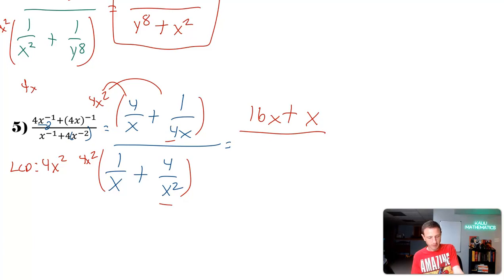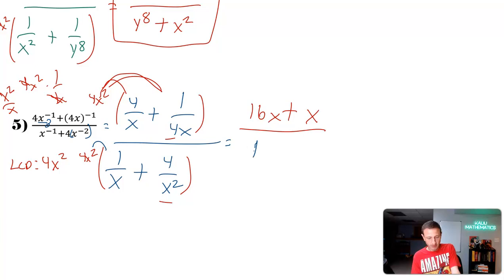So let me show you that one. 4x squared times 1 over 4x when I multiply over here. The 4's cancel. So then you'd have x squared over x. That's just x. So that's why I just get plus x there. On the bottom, 4x squared times 1 over x. That's going to be 4x, because x squared over x is x. 4 times 1 is 4. Plus 4x squared times 4 over x squared. The x squareds cancel out. 4 times 4 is 16.